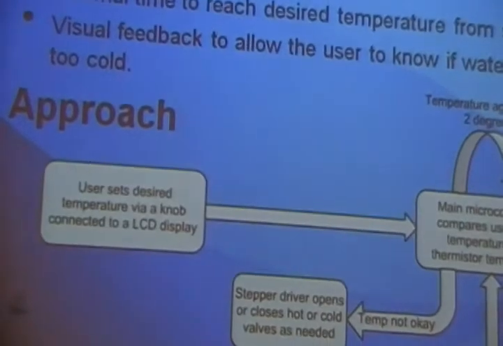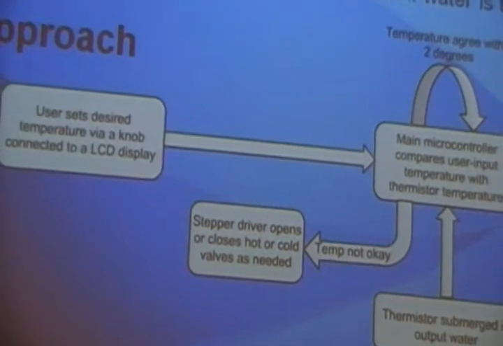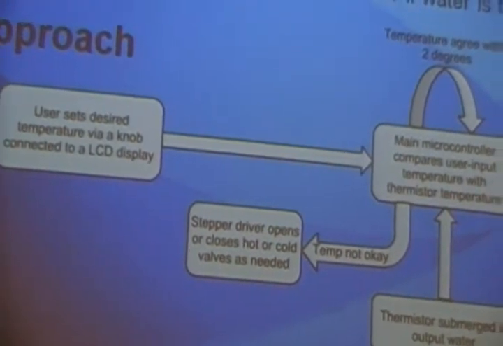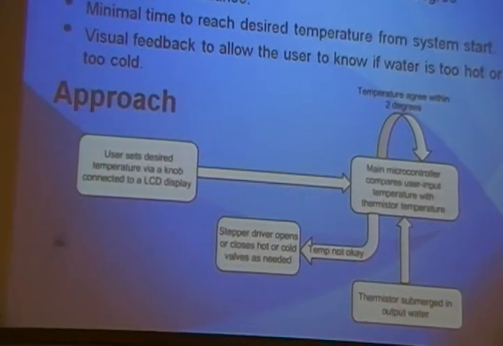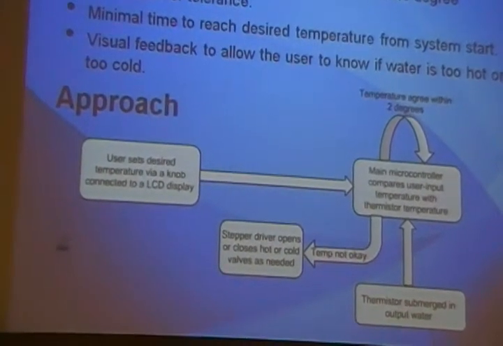We also want a short time for the system to reach the desired temperature from when the system is turned on. We also want some sort of visual feedback other than just numbers for the user to know if their shower temperature is within the allotted range.